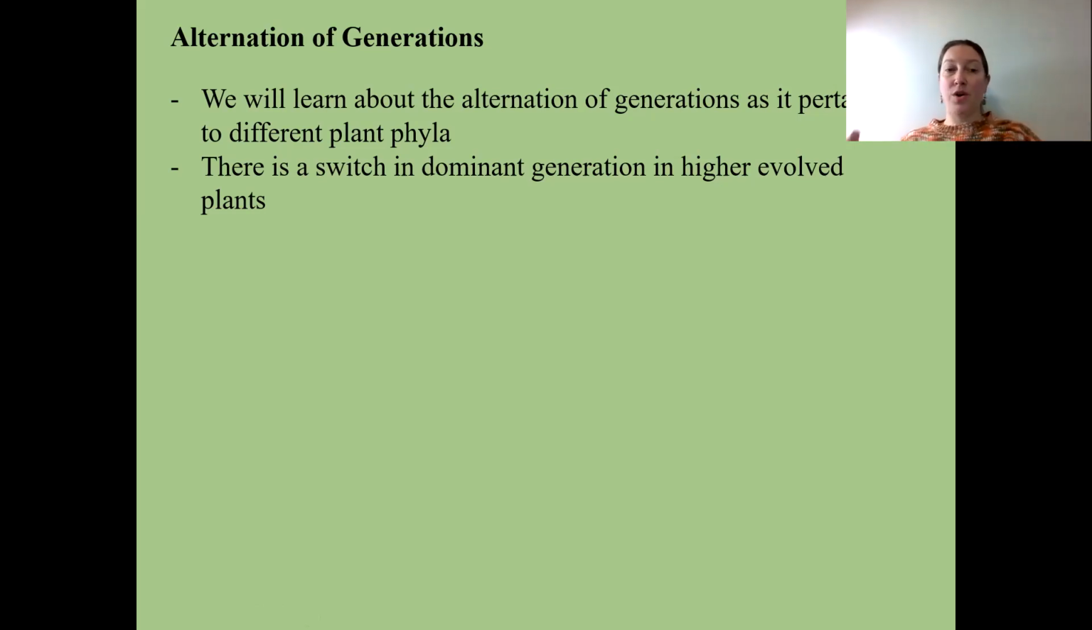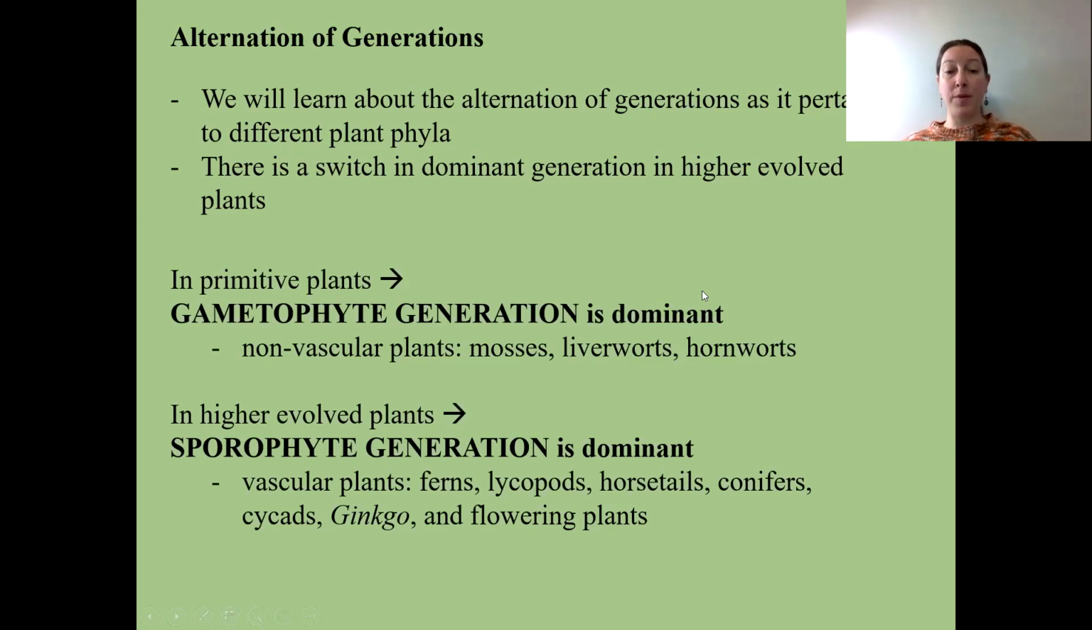But one thing I want to get you ready for is the switch in a dominant generation as plants become more evolved. So in the primitive plants, which we're going to start learning about next week, your mosses, liverworts, and hornworts, it's the gametophyte generation that's dominant. What does that mean, dominant? What I mean by dominant is if you're walking around and you see with your eye a moss or a liverwort or a hornwort, but you probably don't know what those look like yet, but maybe a moss you're used to. So walking around, you see a moss. What you're seeing with your eye is the gametophyte plant. The sporophyte plant in mosses is super reduced.